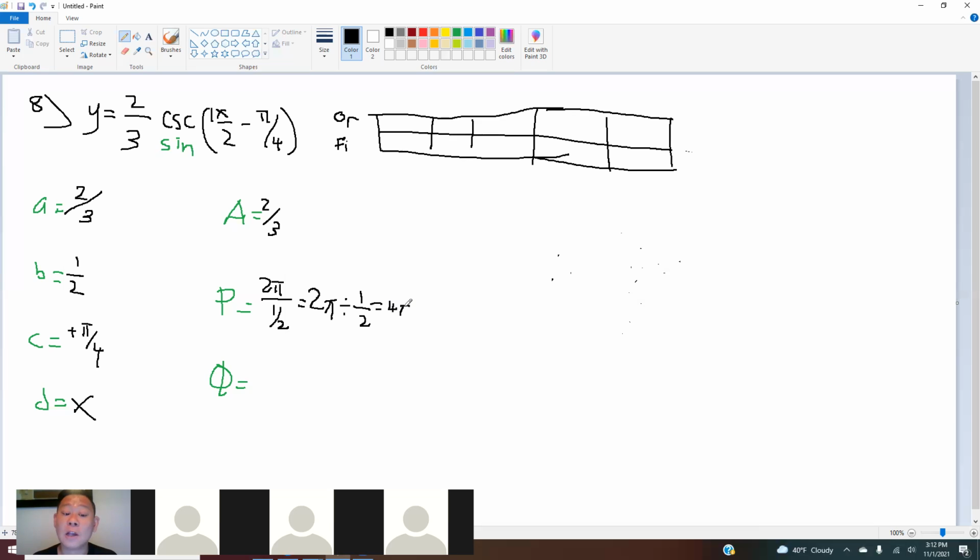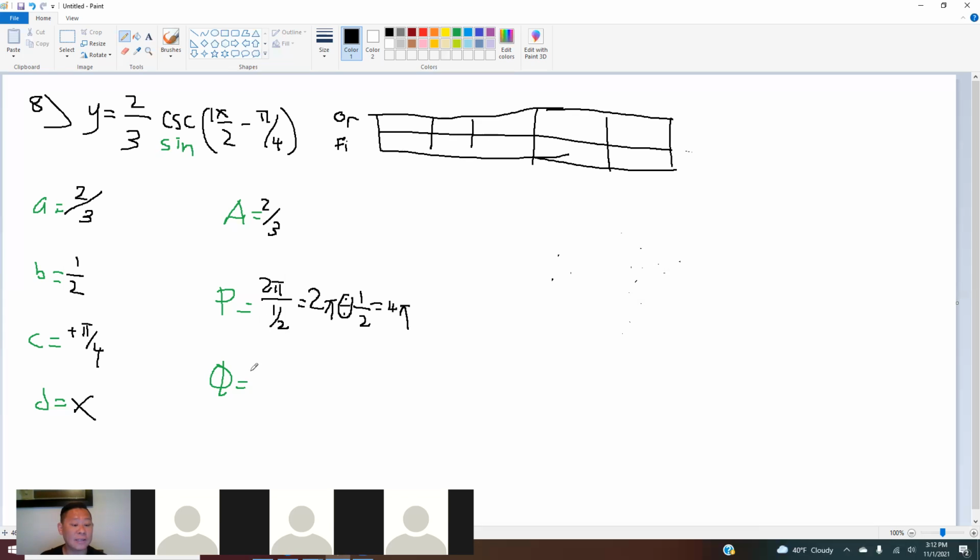So be careful with this. The best way that I'm thinking for you guys, if you are still weak on this kind of fractions, just change this to become a divide, and then you see it more clearly. You know what I'm saying? And then you multiply by 2. So that's why it's 4 pi.